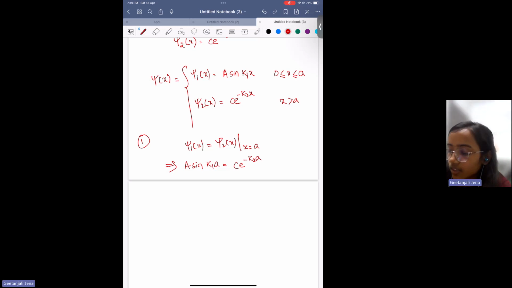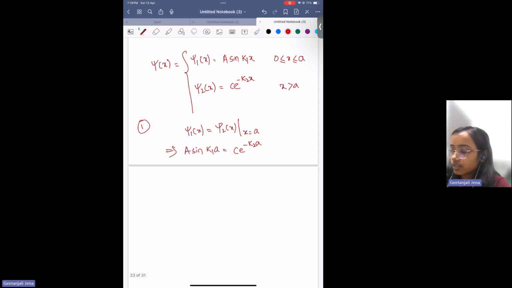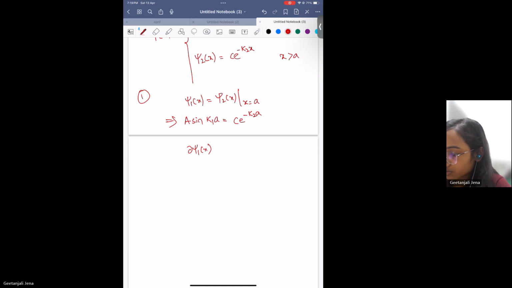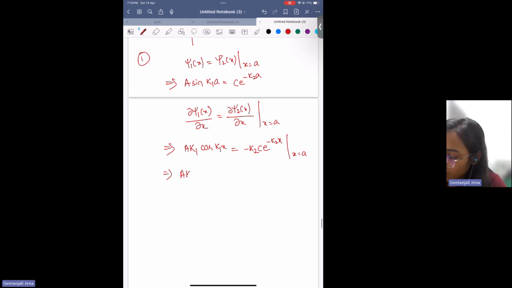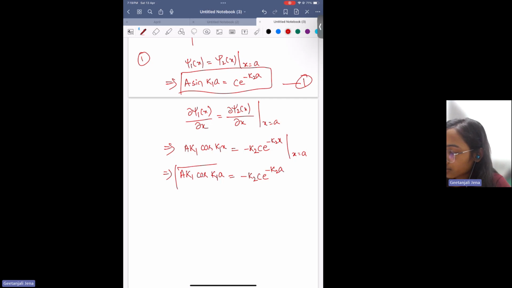Right? And now the second continuity condition is the derivative. The derivative would be continuous also. d psi 1 by dx equal to d psi 2 by dx at x equal to a. So d psi 1 by dx will be A k1 cos k1x, and this one would be minus k2 C e to the power minus k2x at x equal to a. So that means we get A k1 cos k1a equal to minus k2 C e to the power minus k2a. So we have two equations. This is 1 and this is 2.